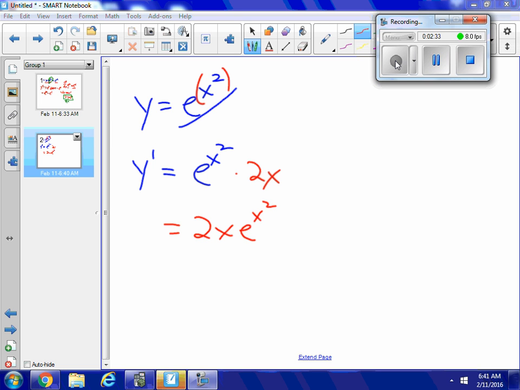This is, again, the derivative of e is itself, but since I have a chain rule and a function as the exponent, I have to use the chain rule.